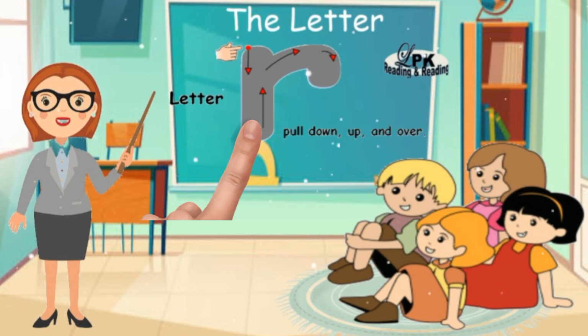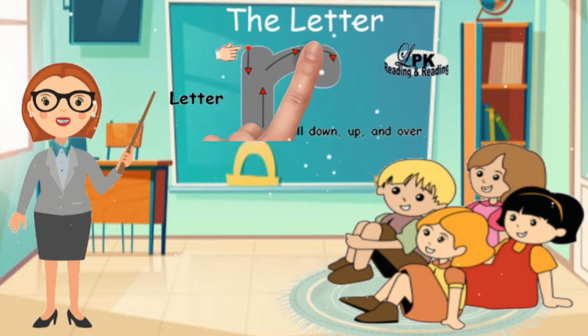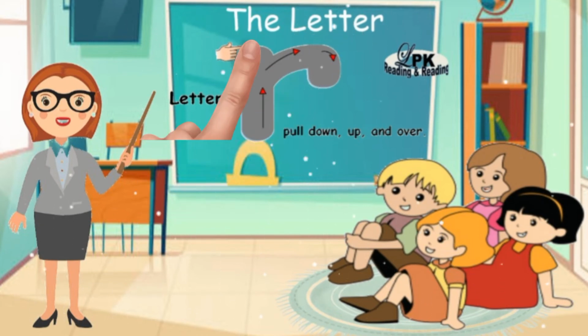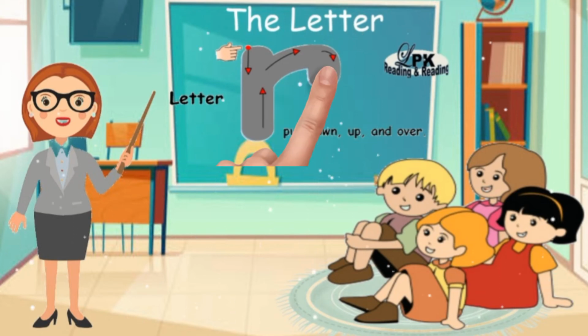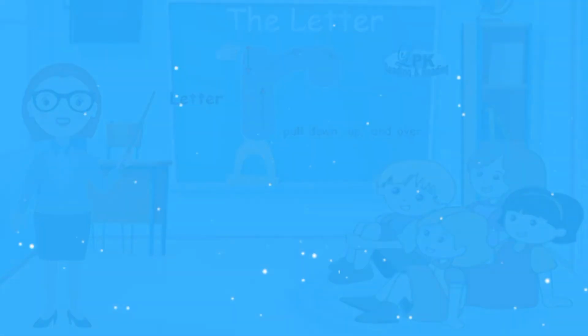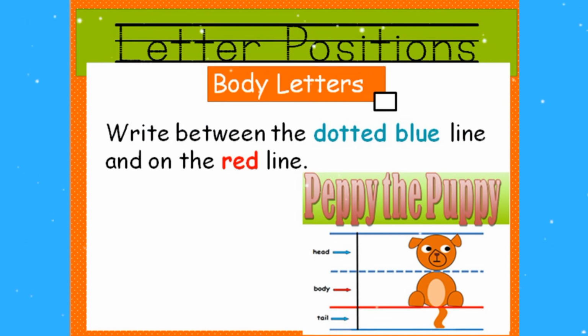You pull down, up, and over. Slowly, you pull down, up, and over. Amazing job! Great! Now keep practicing. Now let's write our letters like Peppy the puppy. Always remember that with body letters, you write between the dotted blue line and the red line.